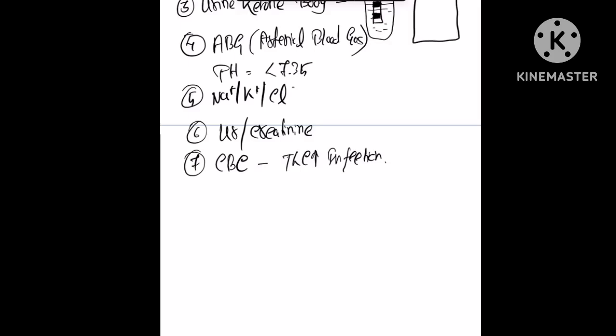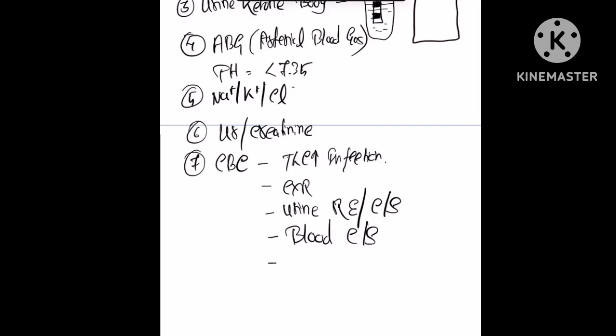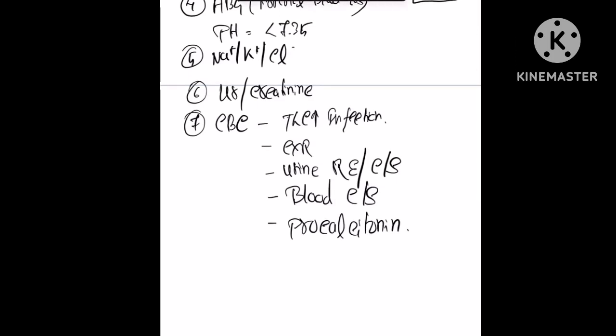Fine. So you also have to go for CBC, and then for sepsis screening, you can go for a chest X-ray, you can go for a urine RE and CS. Also, you can go for a blood CS, and you can also go for something like procalcitonin if an infection is suspected. Fine. On top of that, you can also at times go for amylase and lipase. They can be raised in diabetic ketoacidosis, but usually only mildly, and they do not suggest any kind of pancreatitis in case of diabetic ketoacidosis.